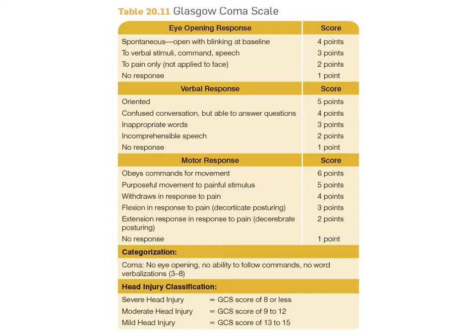Again, for example, verbal response, are they oriented, or motor response, are they obeying commands. If I say, hey, can you pick up your left arm for me, or can you take a sip of water, right, and you move your arm perfectly, that's good, right? If you only withdraw in response to pain, that's bad, right? And so based on this scale, you get a score. Eight or less is severe, 9 to 12 is moderate, and mild is going to be 13 to 15.